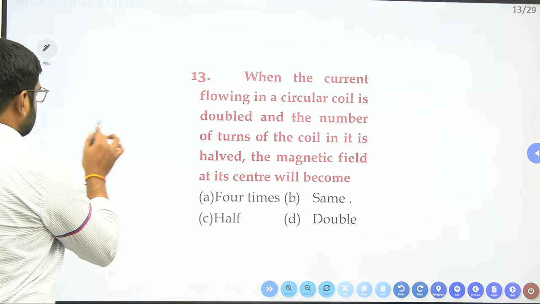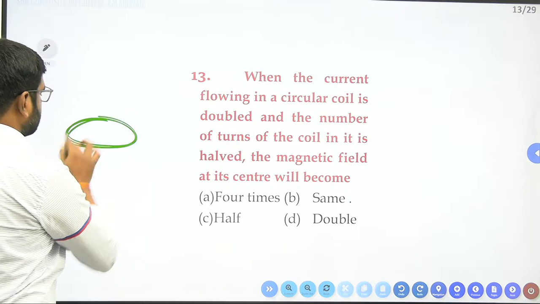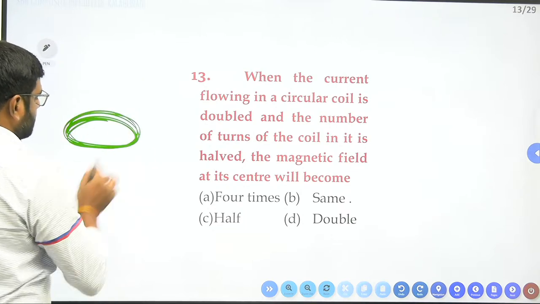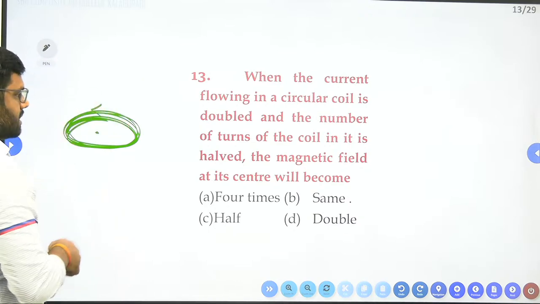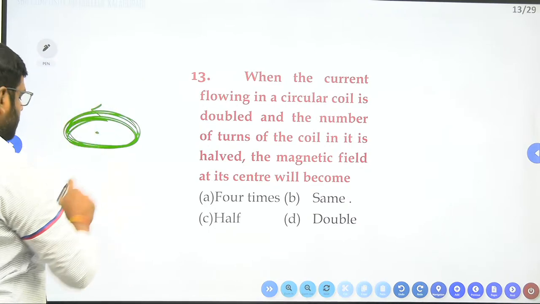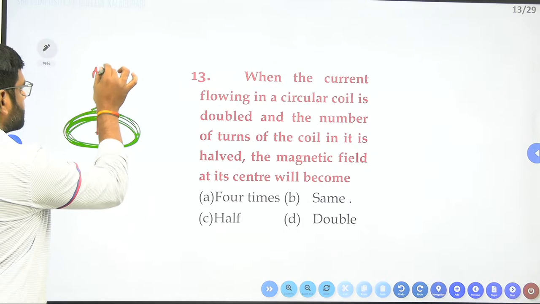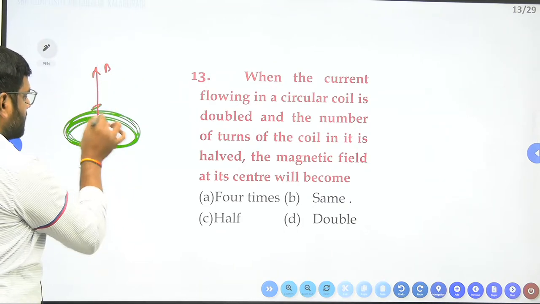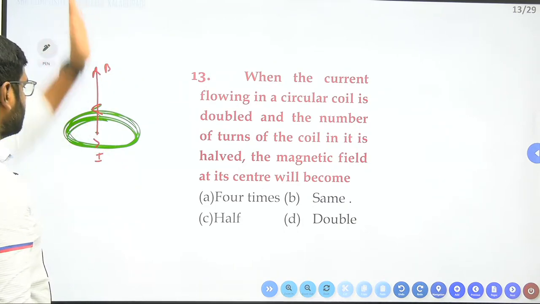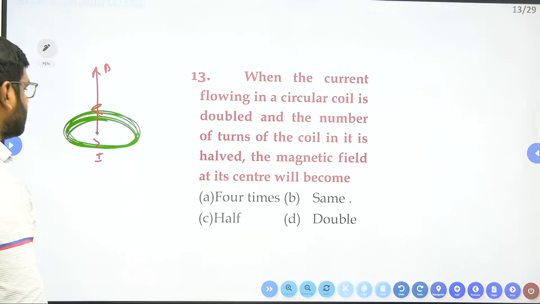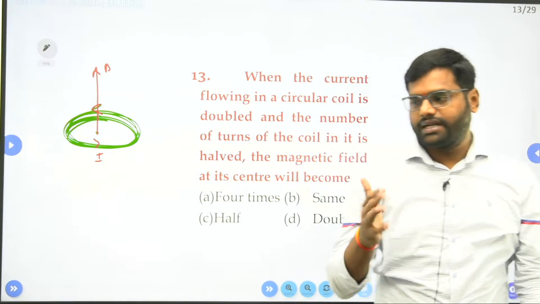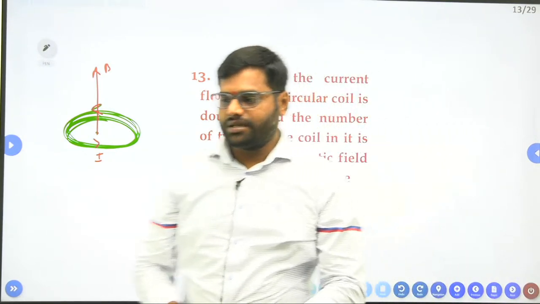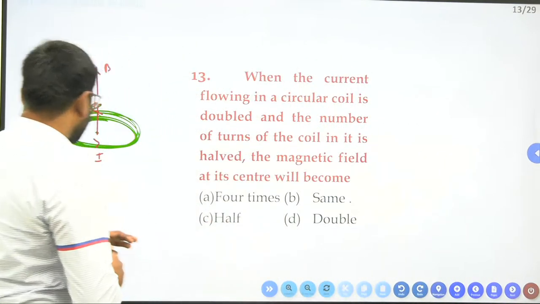So here, if the circular coil is there with these number of turns, and the current is flowing in this direction, the magnetic field will be upward at the center. That is the direction of the magnetic field, using curling fingers, the right hand thumb rule. So from here you have to observe it.